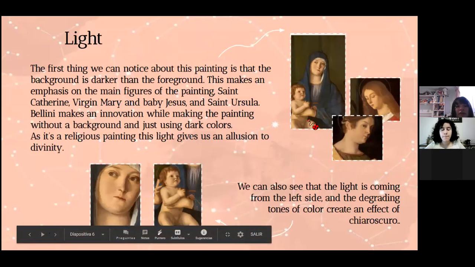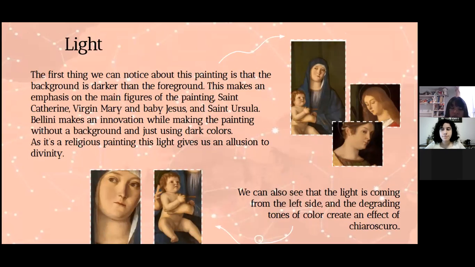So, the light. The first thing we can notice about this painting is the background, which is darker than the middle ground and the foreground, and this puts emphasis on the main figures of the picture. Bellini makes an innovation by making the background without color and putting the color just on the main figures. And this effect of light makes an allusion to divinity, as it's a religious painting.